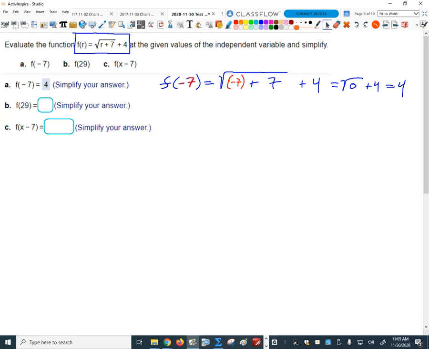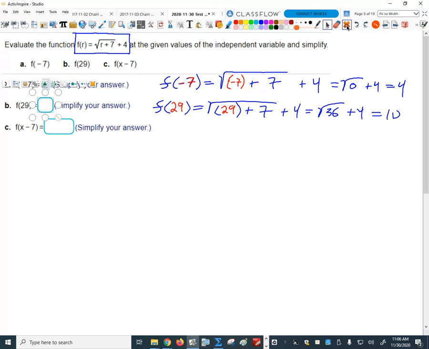And then I do the same thing for part B, wouldn't I? f of 29, I'm doing the very same thing. Every place I'm going to plug in a value, I'm just going to open up an empty set of parentheses. And the value I'm plugging in part B is a 29. So I end up with the square root of 29 plus 7. Well, that's 36. Square root of 36 plus 4. Square root of 36 is 6. Plus 4 is 10.